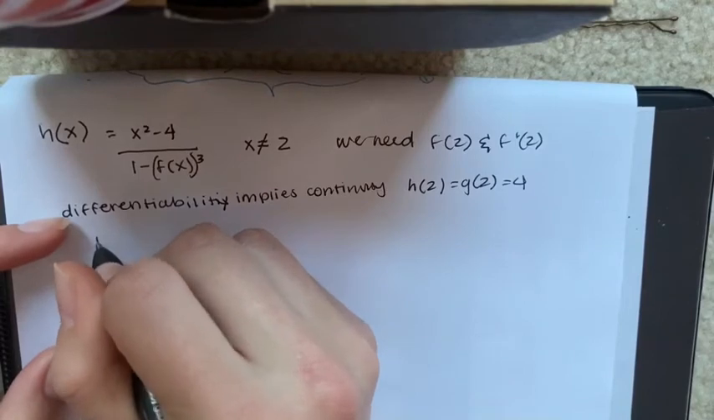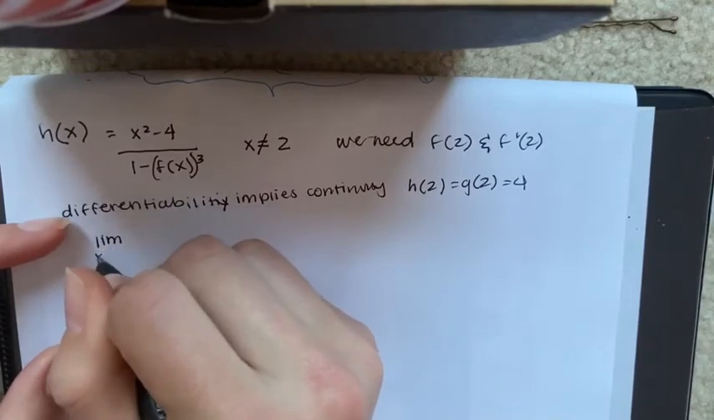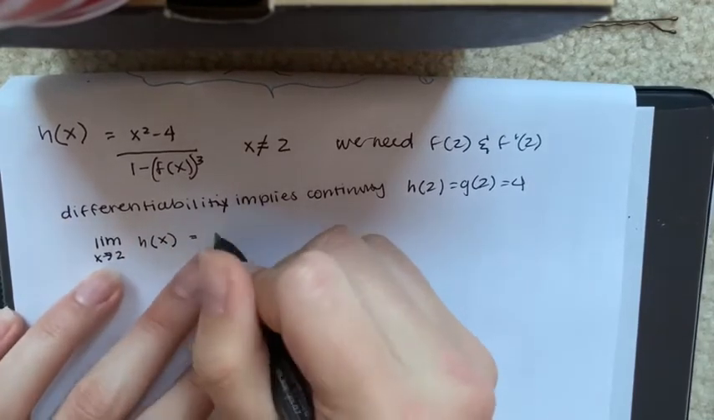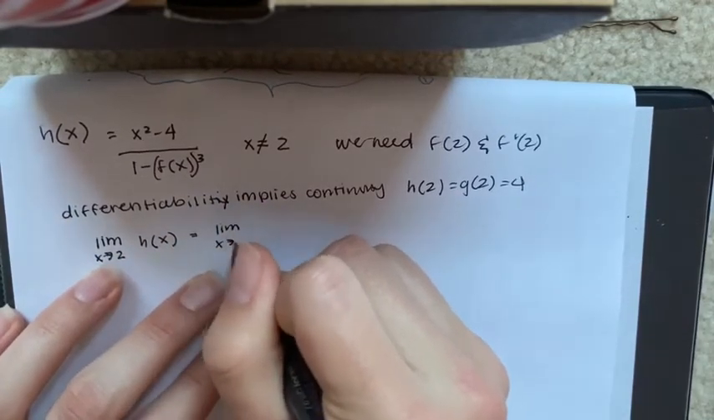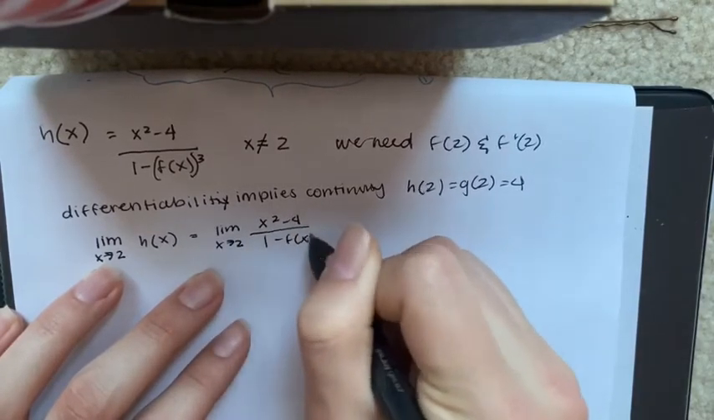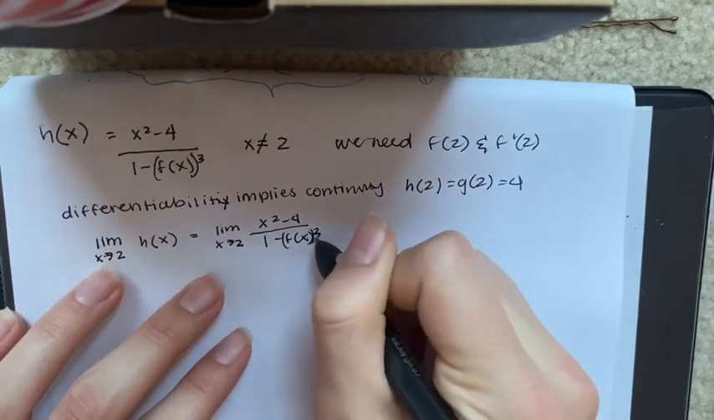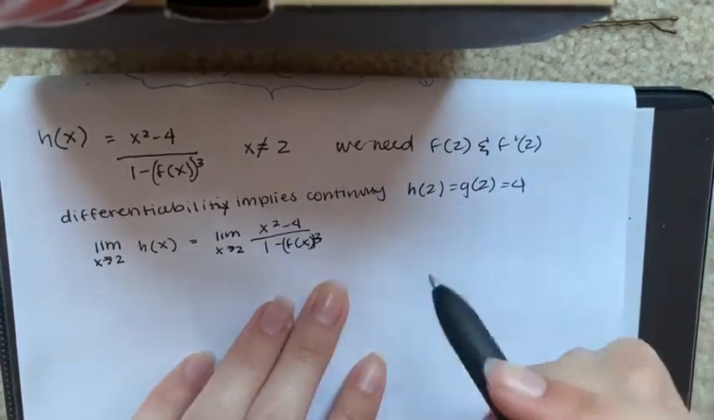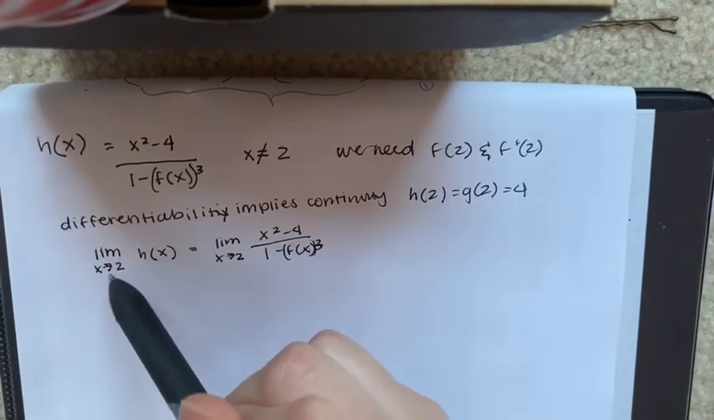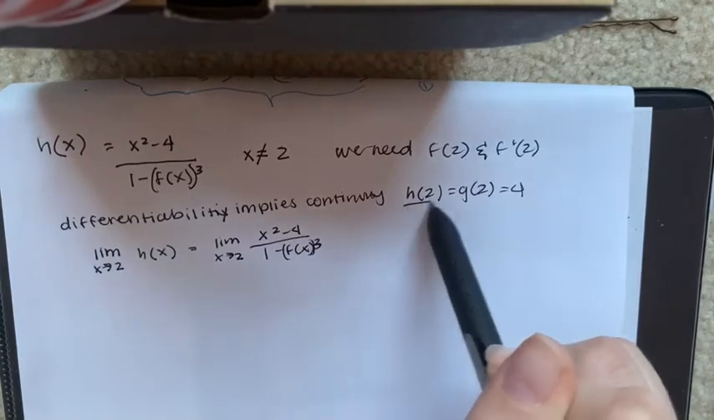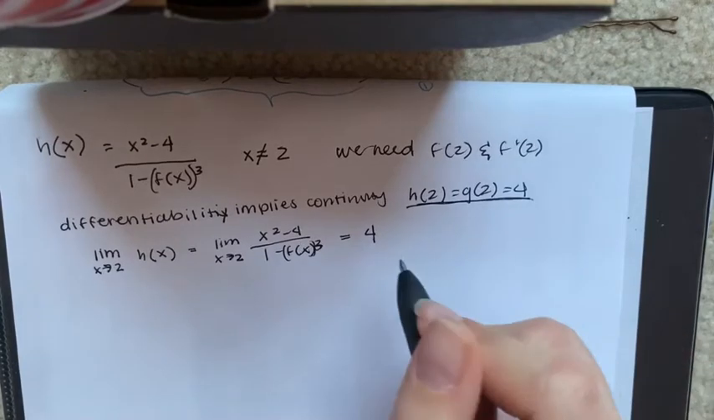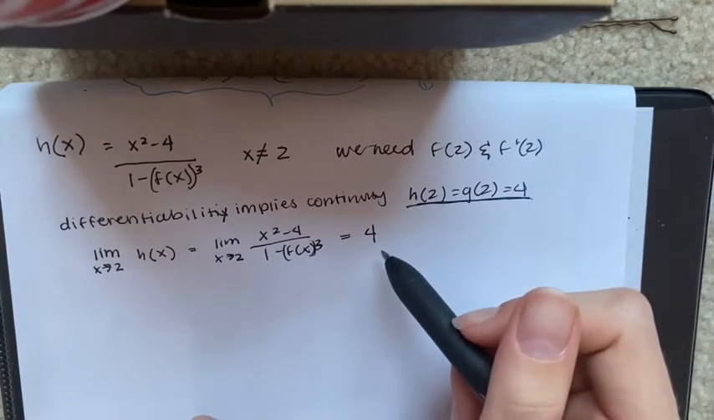So the limit as x approaches 2 of h of x equals the limit as x approaches 2 of x squared minus 4 over 1 minus f of x cubed. So here we know that the limit of h of x as x approaches 2 equals 4 because of this right here. So we're going to set this equal to 4. And we're going to remember this because we're going to need it eventually again.